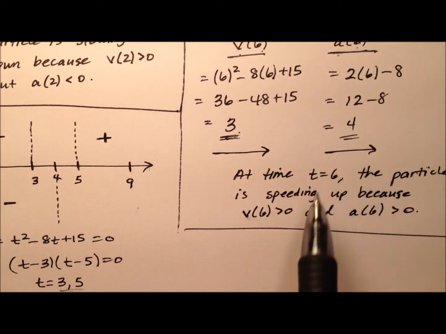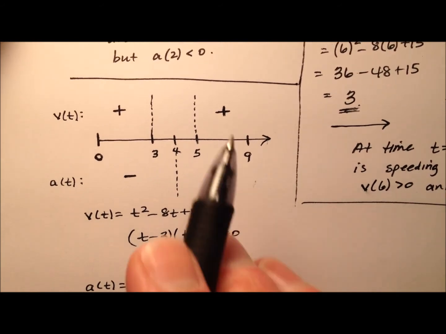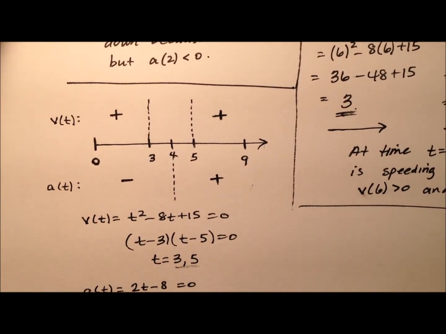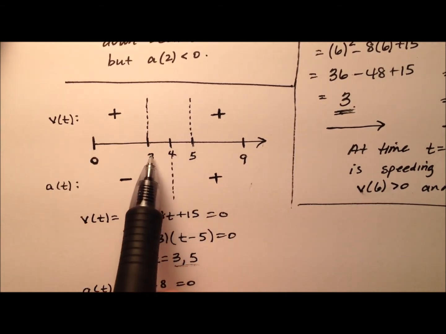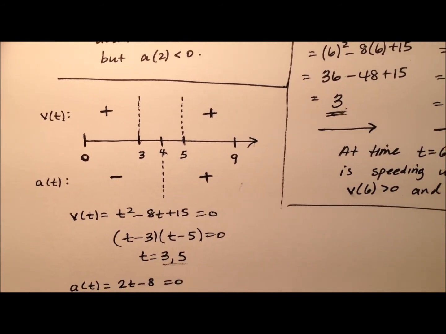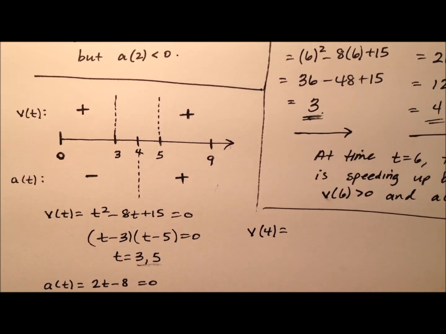And the acceleration at 6 was positive, so I can put a positive there. So it looks like our two examples didn't go to waste. We got some information out of them. The only piece that we still need is, what about our velocity from 3 to 5? So let's just go ahead and find out what the velocity is at 4 real quick.